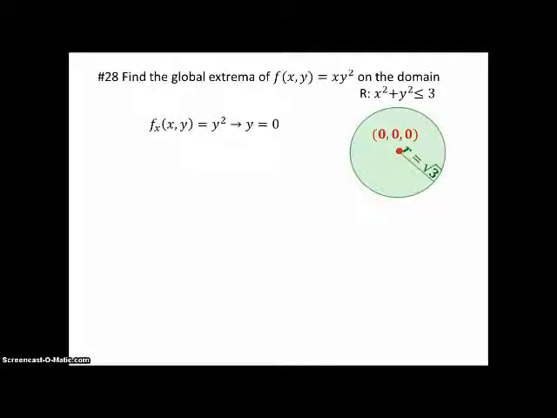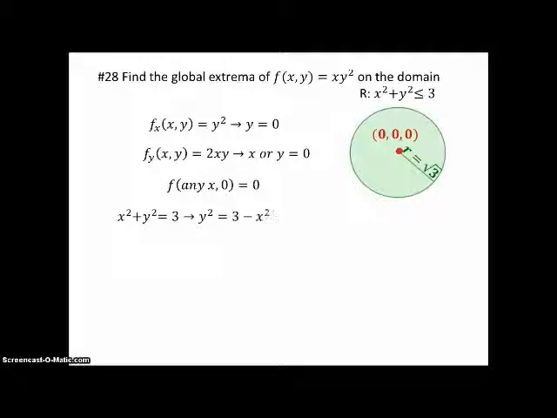So the partial derivative with respect to x is y squared, which yields y equals 0. And the partial derivative with respect to y is 2xy, which yields x or y equal to 0. And so basically x can be anything, but y has to be 0. So if we plug in any x value, but we plug in 0 for y, we're still going to get a z value of 0.